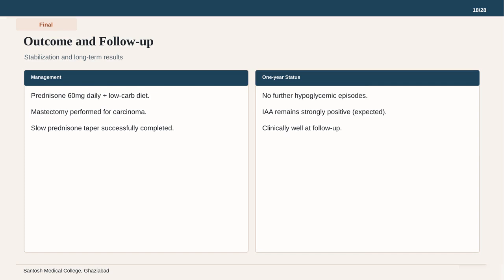Moving to the right panel, her 1 year status is highly encouraging. She has experienced absolutely no further hypoglycemic episodes. Interestingly, her insulin autoantibody levels remain strongly positive, which is expected, but she is clinically well and asymptomatic at her follow up appointments. This excellent outcome highlights the importance of accurate diagnosis and targeted therapy. We can now extract some core teaching pearls from this complex case, starting with the fundamentals of hypoglycemia.